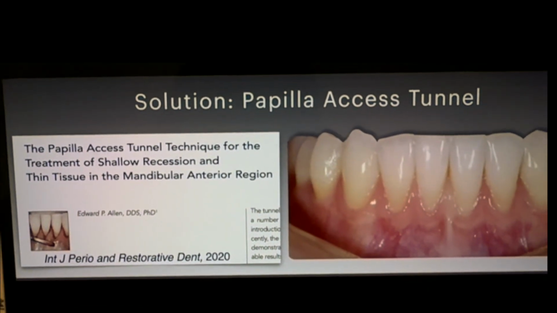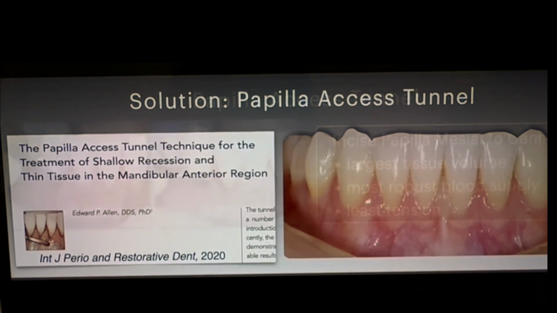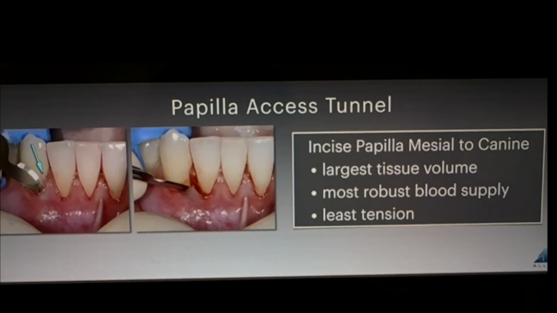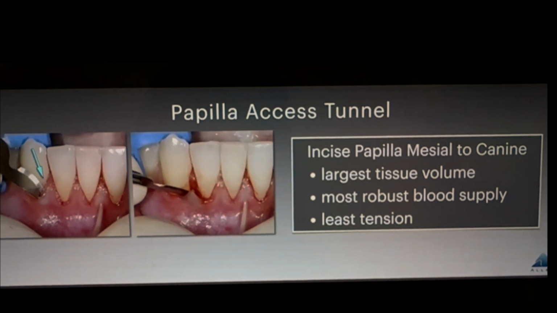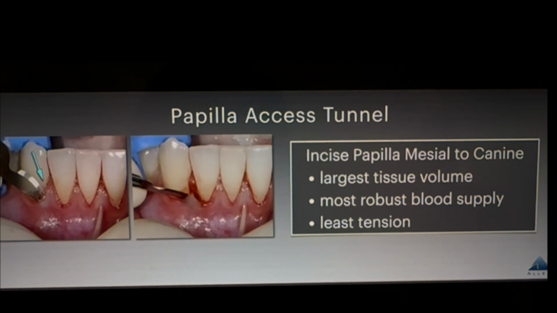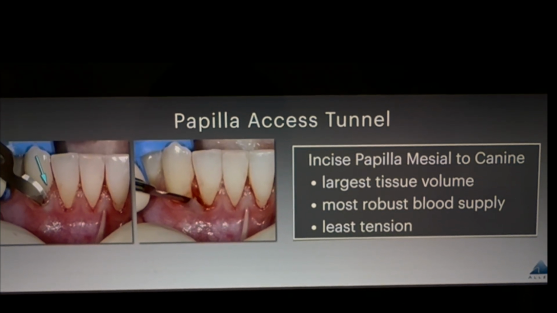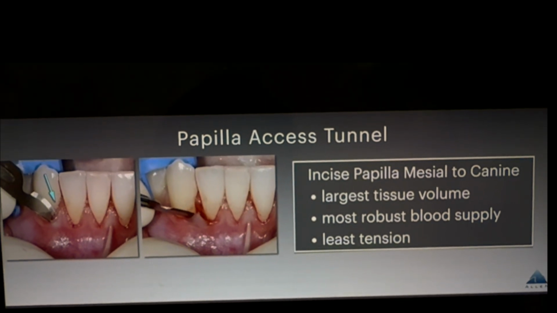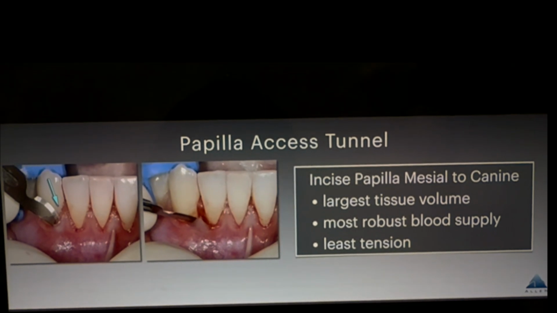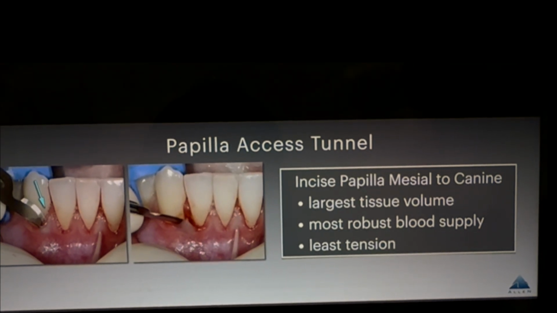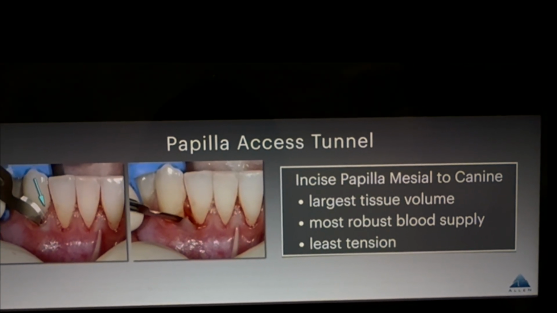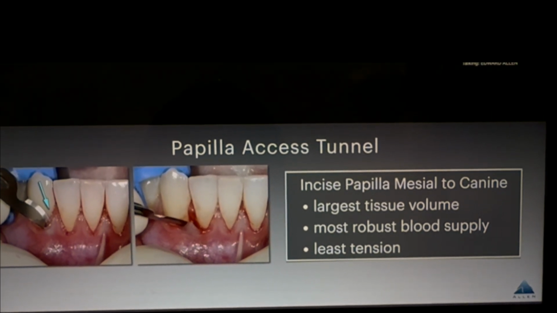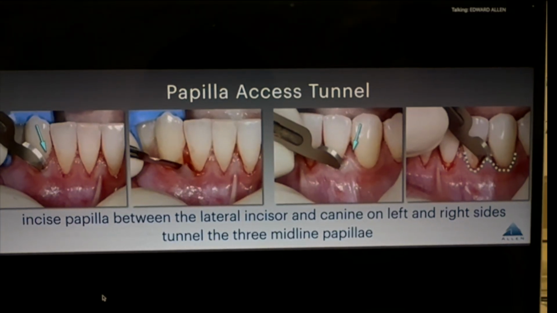This is the Papilla Access Tunnel technique published in 2020. And the idea is rather than making a submarginal vertical, I incise the papilla, just the facial layer of it, between the canine and the lateral incisor. It is selected because it has the largest tissue volume, it has the most robust blood supply, and most importantly, has the least tension. So you can gain access, dissect under the 3 midline papillae, do not incise them, because they are there to control the tension in the site and provide wound stability.